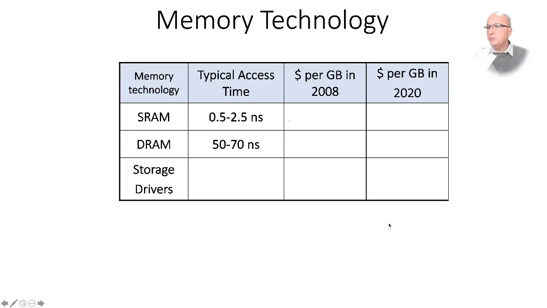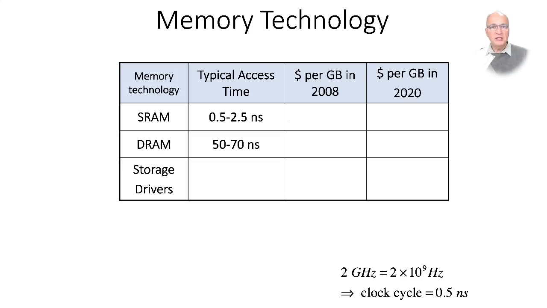To put that in perspective, let's recall that if I have a moderate speed processor running at a clock of 2 gigahertz, the clock cycle will be 0.5 nanoseconds. So if I consider a clock cycle of 0.5 nanoseconds and the access to my DRAM takes between 50 and 70 nanoseconds, that means that accessing an item in memory will take between 100 and 140 clock cycles.